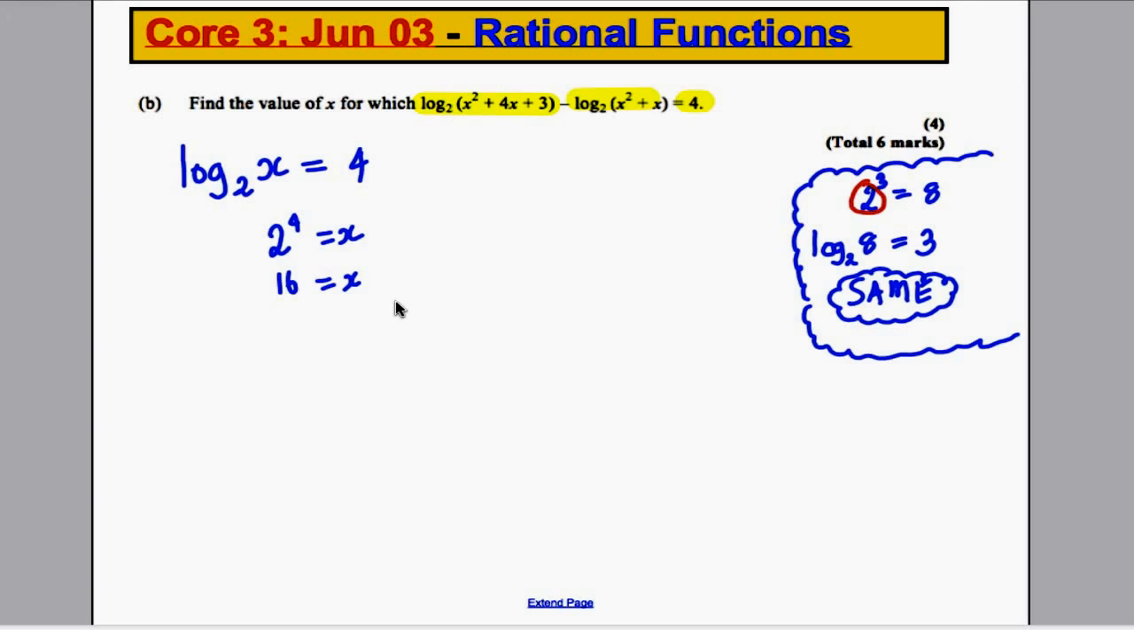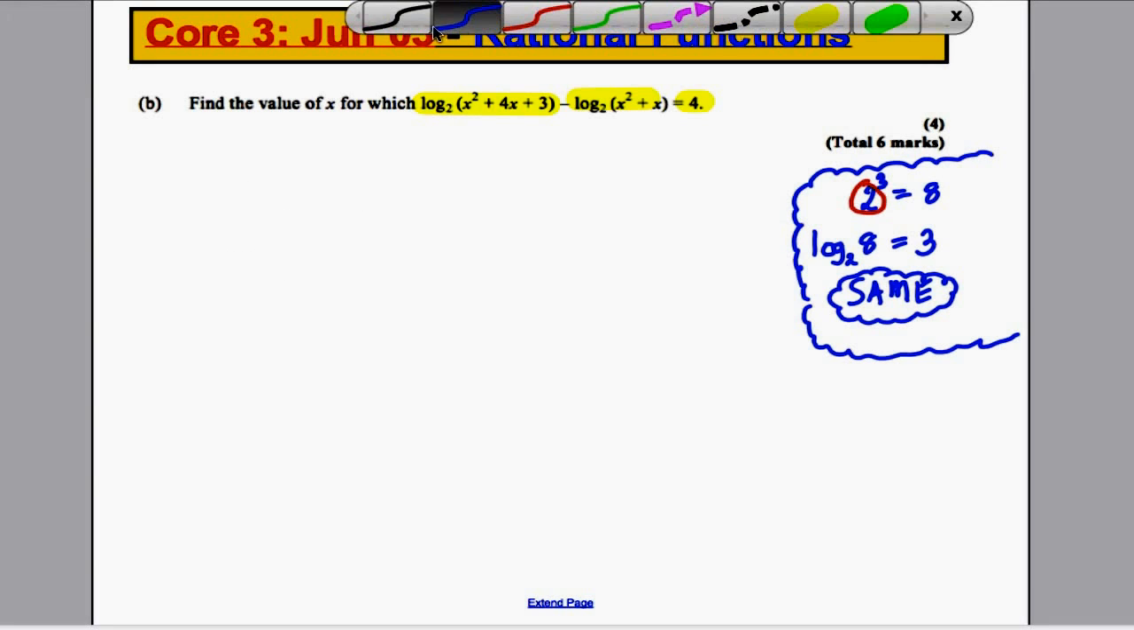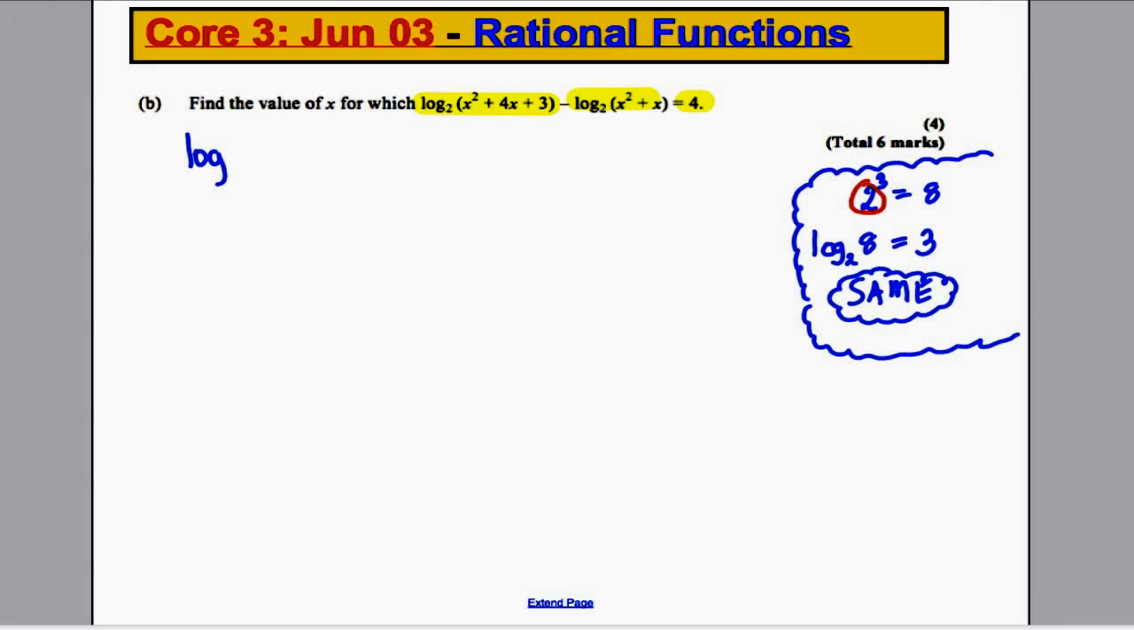So let's convert all that. Therefore, log base 2 of x squared plus 4x plus 3. Actually, let me rub this out a bit over here. Keep that written down. That's a bit of side working. We know that it's log base 2 of 16. So we've got a bit more space. Log base 2 of x squared plus 4x plus 3 subtract log base 2 of x squared plus x. We know from the work we've just done, this is the same as log base 2 of 16. Okay, now we're all in log base 2. Great, we can solve this.